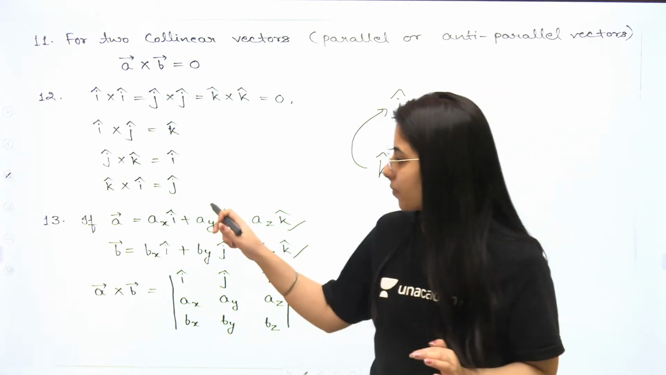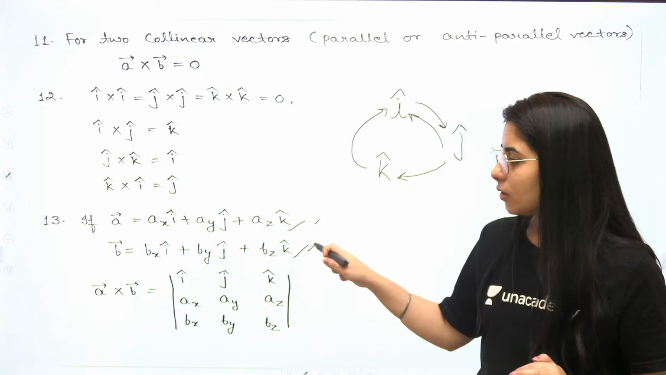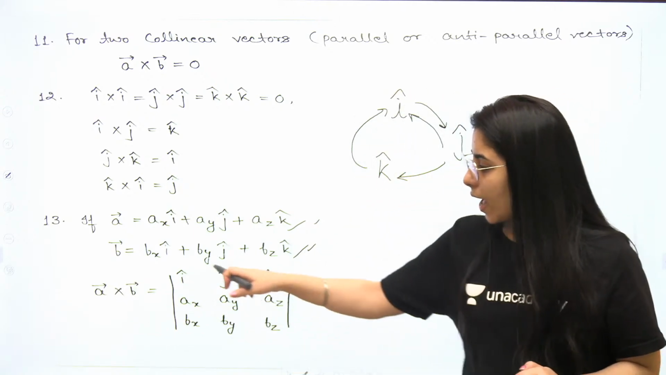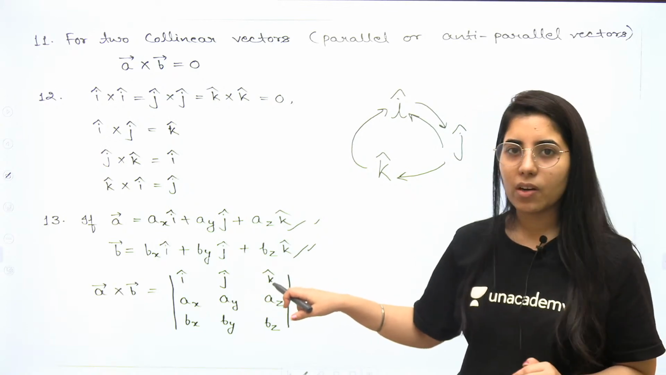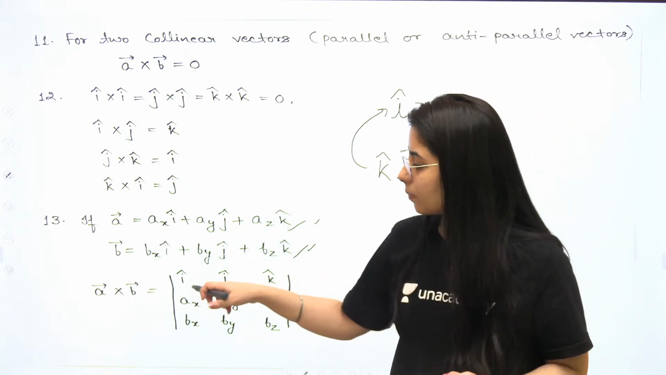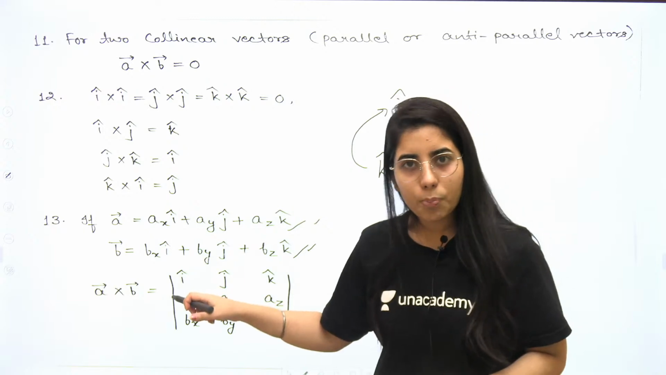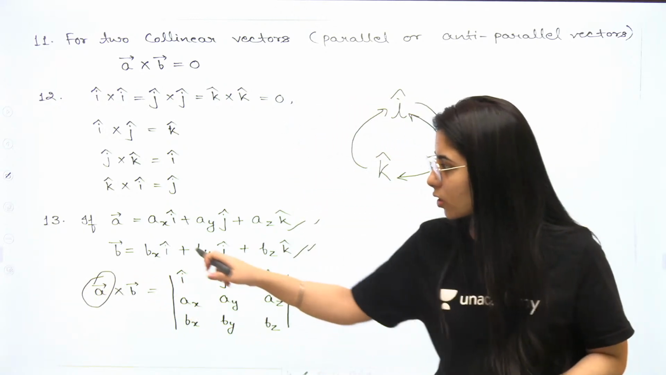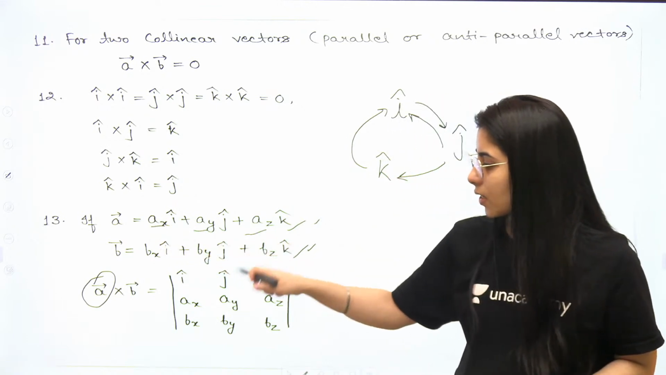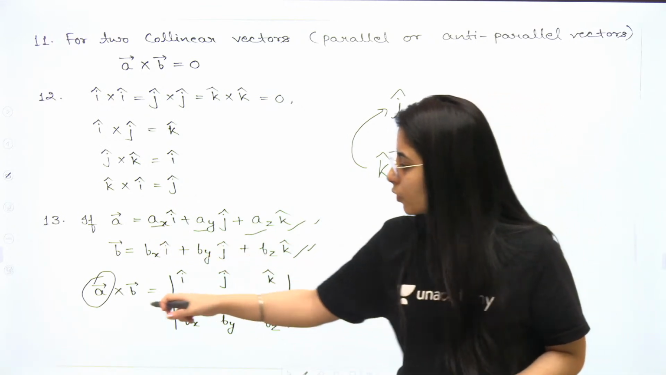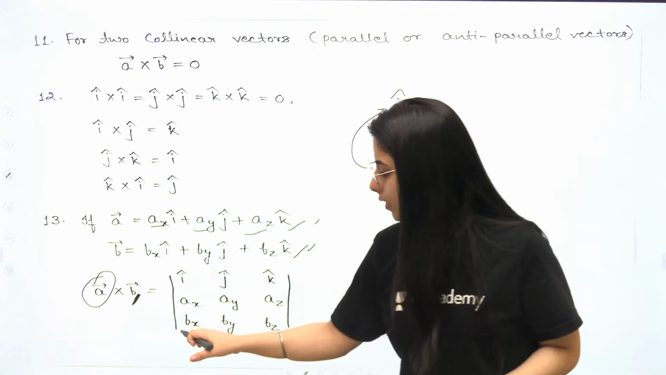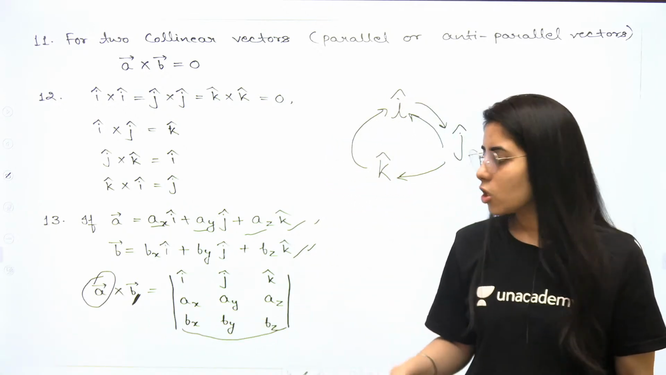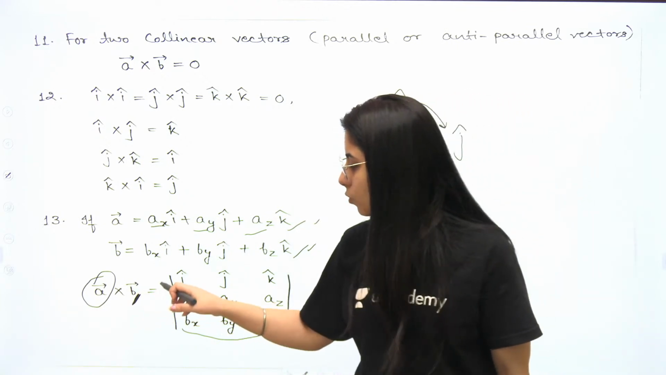How will you do it? These types of vector expressions are given. A cross B, when we are considering, will be i cap, j cap and k cap here. Done. Write the components of the first vector in the second row, so it's going to be ax, ay, az. Write them here like this. For the second vector, write in the last row, which is bx, by and bz. Done. So you are going to get A cross B, which is like this.